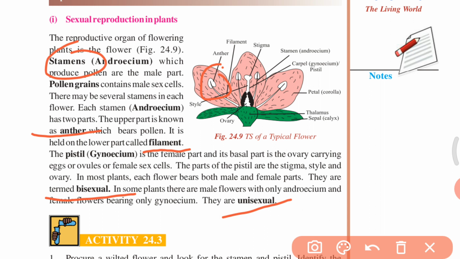This is the anther, this is the filament. This filament raises the anther in the upper part of the flower. Anther contains pollen grains. These pollen grains are the male sperm of the flower.